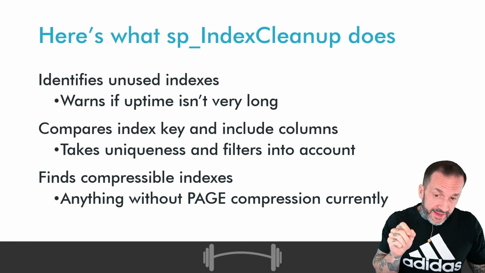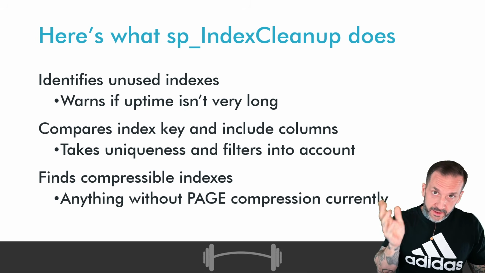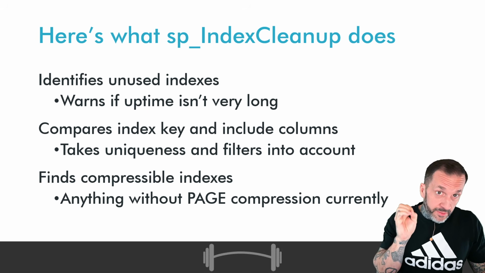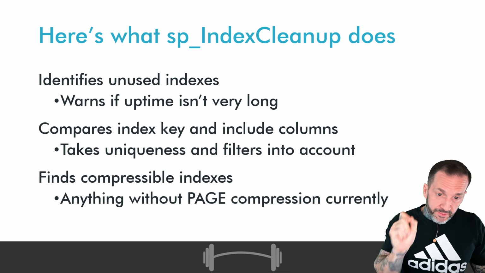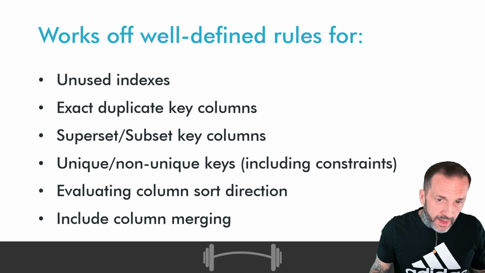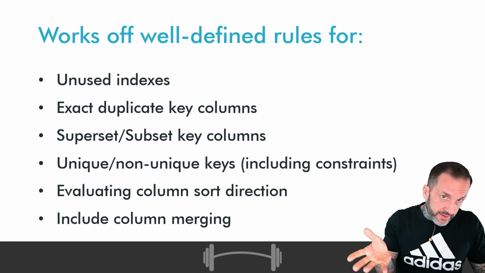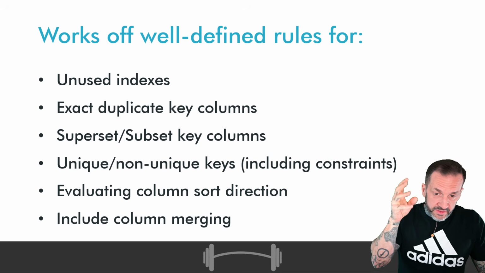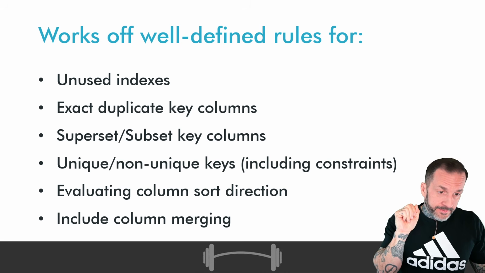It will compare index and included columns. It will take into account uniqueness and filters and all that other good stuff. And it will find compressible indexes. So anything without page compression already, it will find those and mark those and say, hey, you should probably compress this. And it works off a set of well-defined rules for unused, exact duplicate key columns, superset, subset key columns, unique versus non-unique keys, including unique constraints.